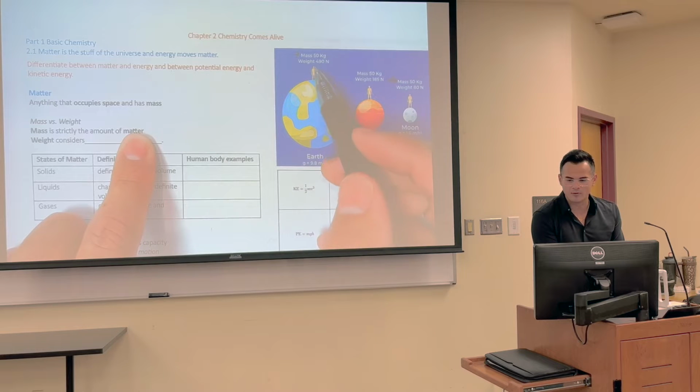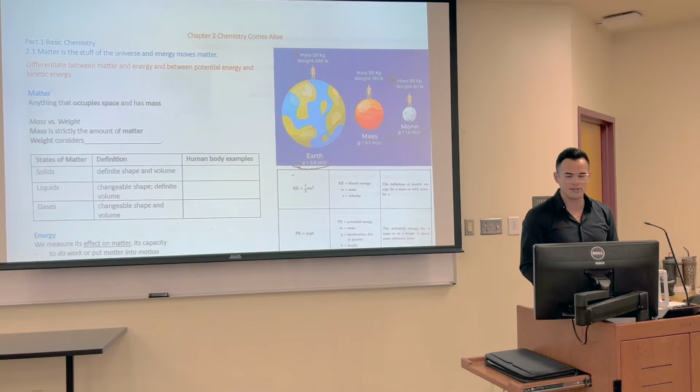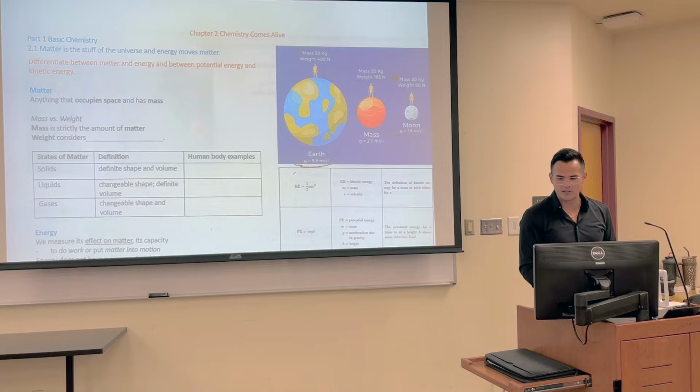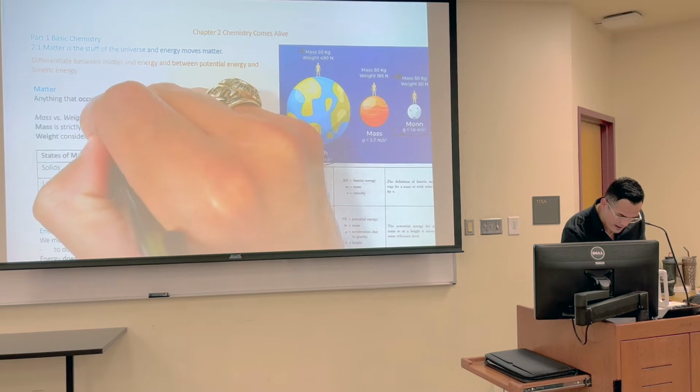It goes from 490 newtons to 80 newtons. Well, it's due to the lower force of gravity. On Earth, it's 9.8 meters per second squared. On the moon, it's 1.6 meters per second squared. Weight is going to consider gravity.